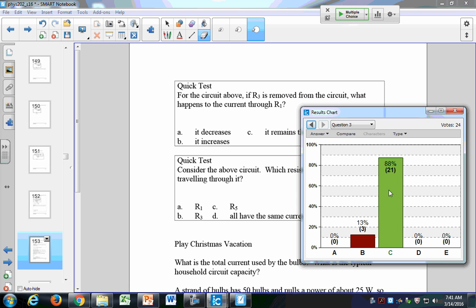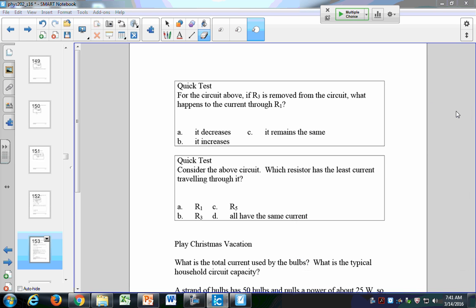Okay, good. C is right. It remains the same. If I change one parallel branch, the other doesn't change at all. It remains entirely the same.